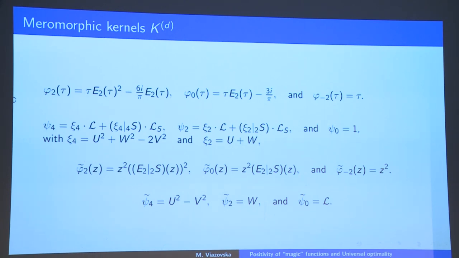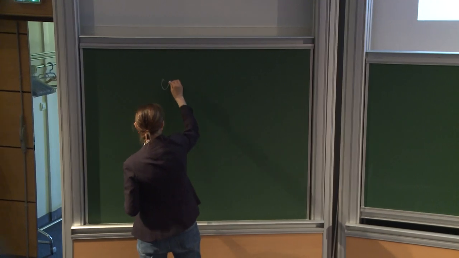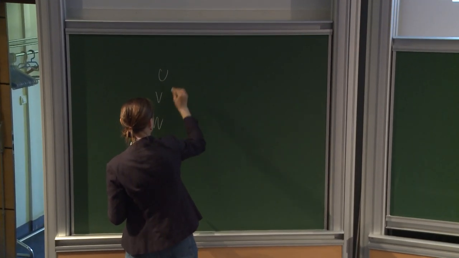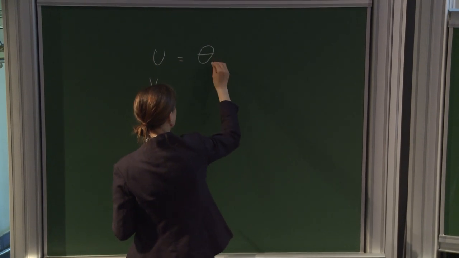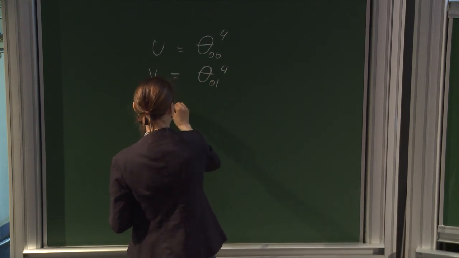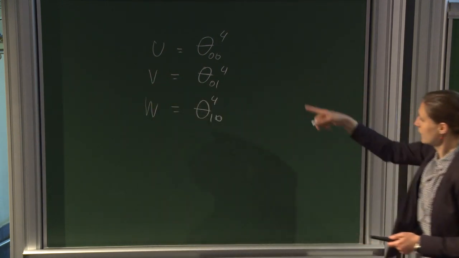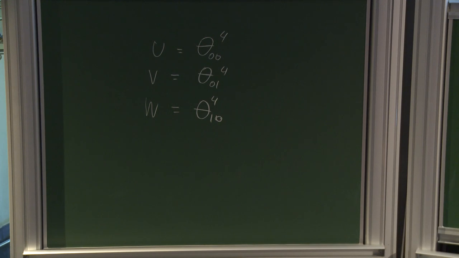Here maybe I will write down what U, V, and W are: they were the fourth powers of theta functions. And so there is one linear relation between these four functions, so one of them is the sum of two others. And those two functions actually generate the ring of all modular forms for the group gamma 2.